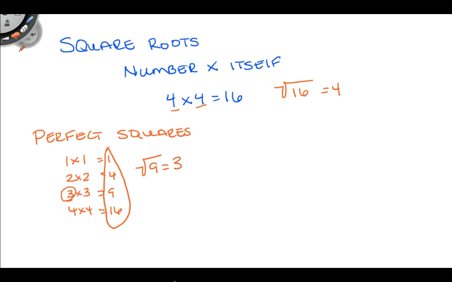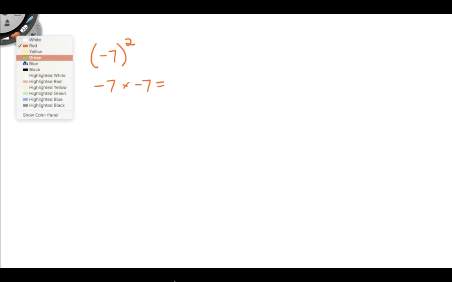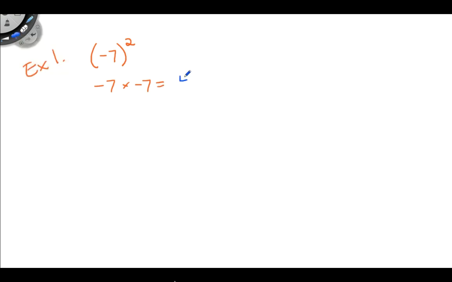So let's try if you have a negative, for instance. Let's call this example 1. I have a set of parentheses here with a negative 7 inside, and I'm going to square it. That means I'm going to write negative 7 two times. So negative 7 times negative 7. Well, 7 times 7 is 49, and a negative times a negative makes a positive. So my answer here is 49.